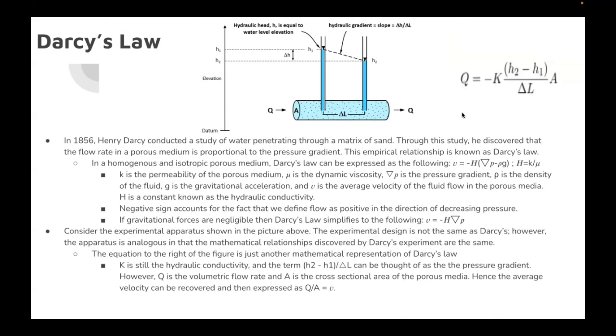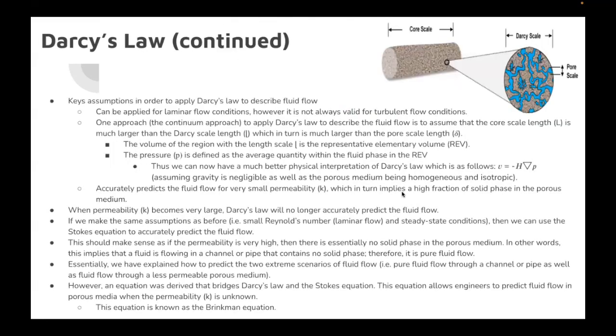Now, K is still the hydraulic conductivity. It's the same H that we defined previously, big H. And the term (H2 minus H1) over the change in L can be thought of as the pressure gradient. However, Q is the volumetric flow rate and A is the cross-sectional area of the porous media. Hence, the velocity, or the average velocity, can be recovered and expressed as Q over A.